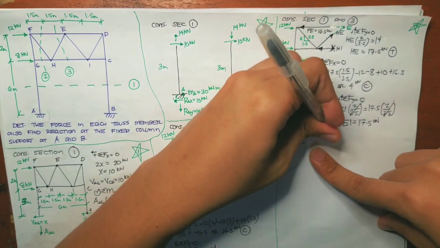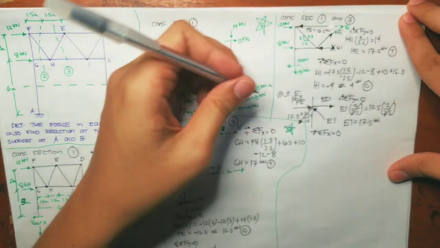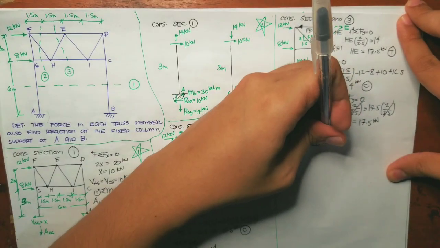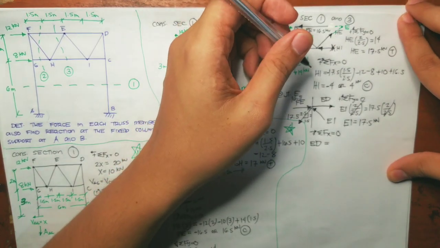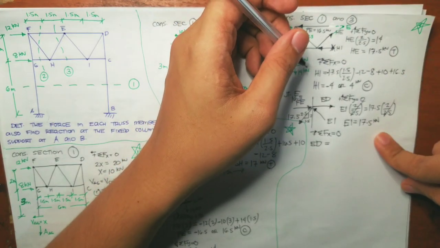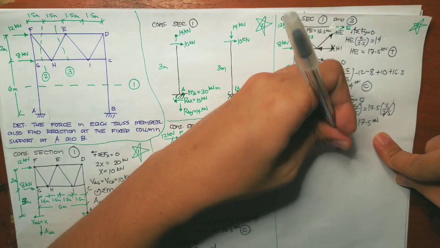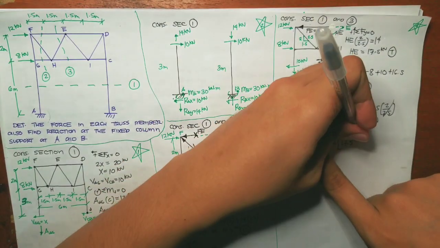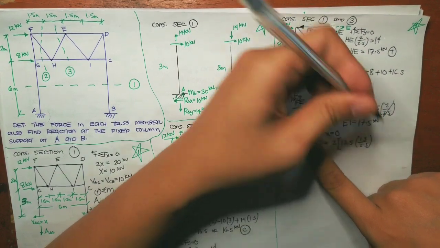Next, by taking summation of forces X equals to 0. So the equation will be ED, to the right as positive. So equals natin, ano ang EI mo? 17.5. So parang 17.5. So multiply ko na lang ng 2. 17.5 to get the X component multiplied by 1.5 over 2.5.